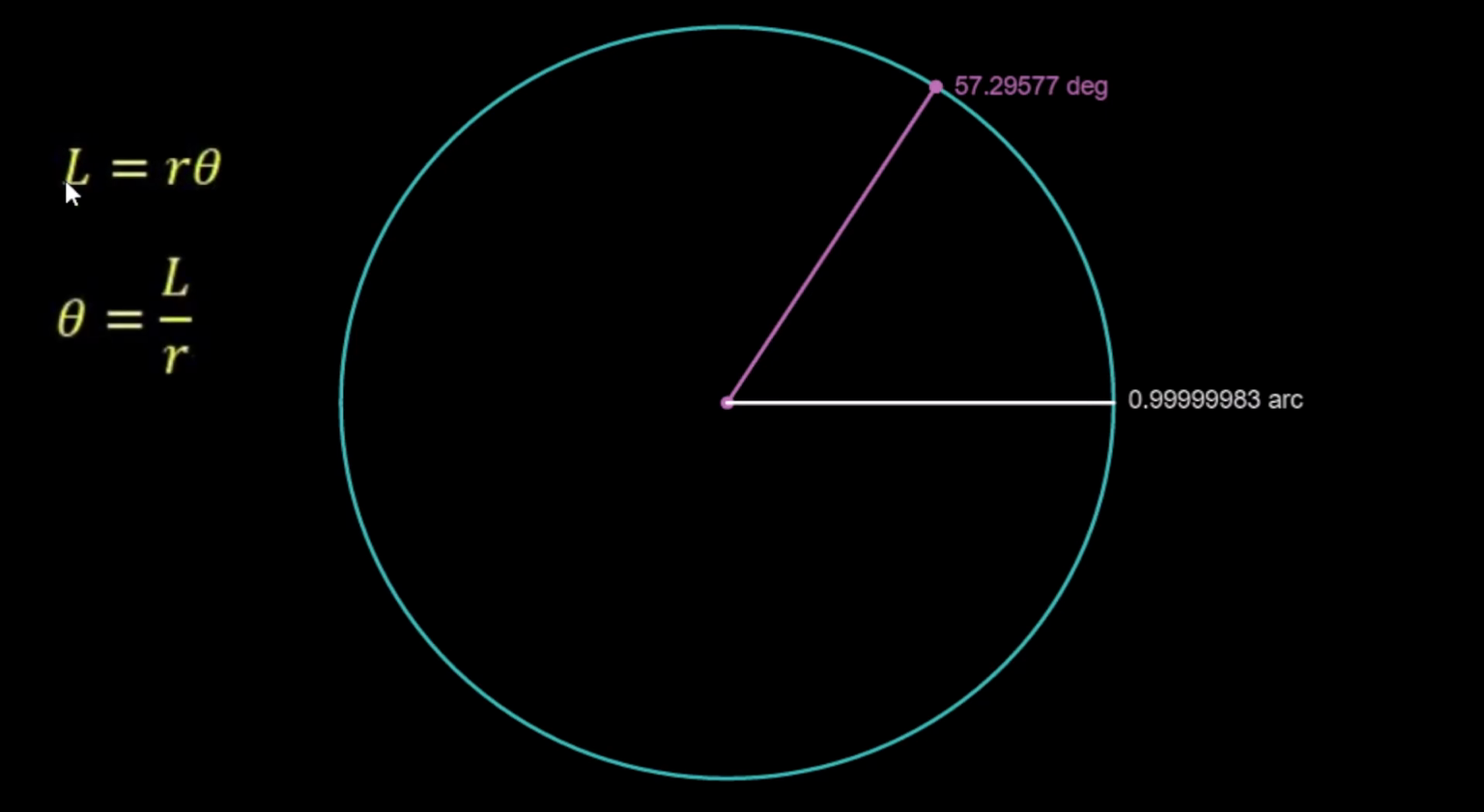So we have our new equations, L is equal to r theta and theta is equal to L upon r. But the thing to know about this is that the angle theta here is not in degrees. The angle theta is in our new scale. And our new scale we're going to call radians. And if we were to convert, we could see that the angle 57.29577 degrees would be equivalent to 1 radian. So this would be 1 radian here.